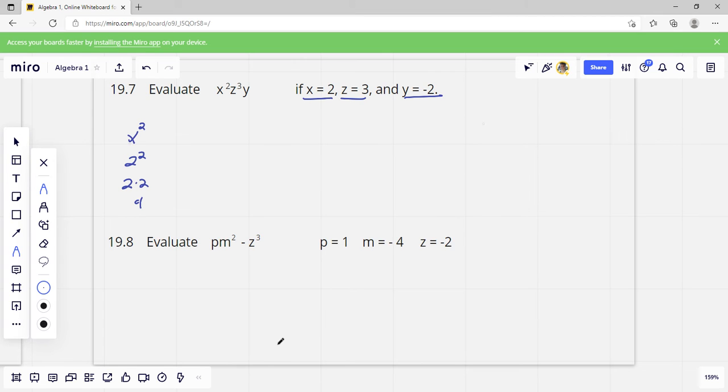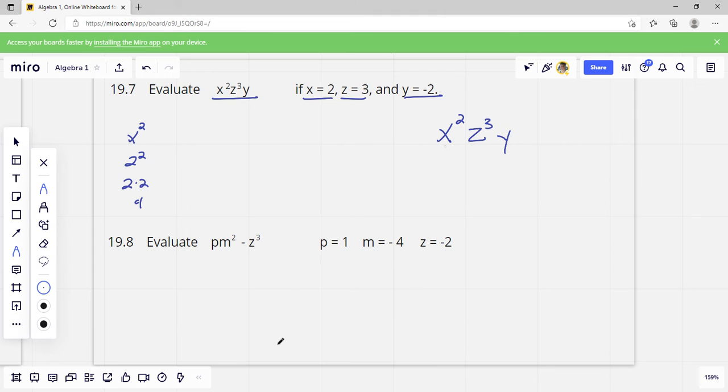Okay? So I'm going to rewrite it here. Times z to the third times y. Now remember, whatever this is, we're going to multiply it times this times that, right? Because there's no signs, no plus or minus signs in between those variables. So that means we're going to be multiplying all three of these values together.